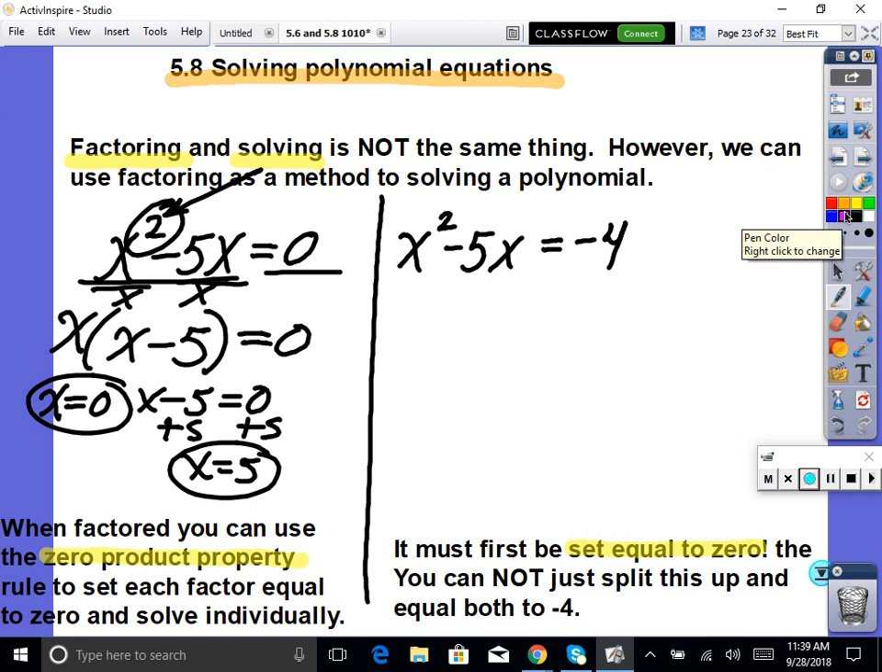Okay, moving on. So it says solve. You'd say, oh, I'm going to factor it. To factor it, I have to get it in standard form and equal to 0. So I'm going to add 4. x squared minus 5x plus 4 equals 0. Then you'd say, I'm going to factor it.